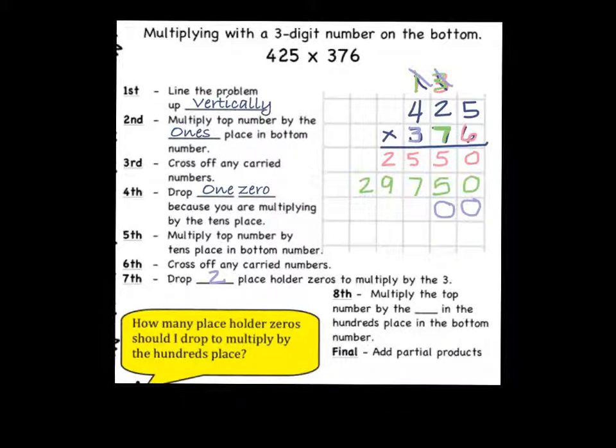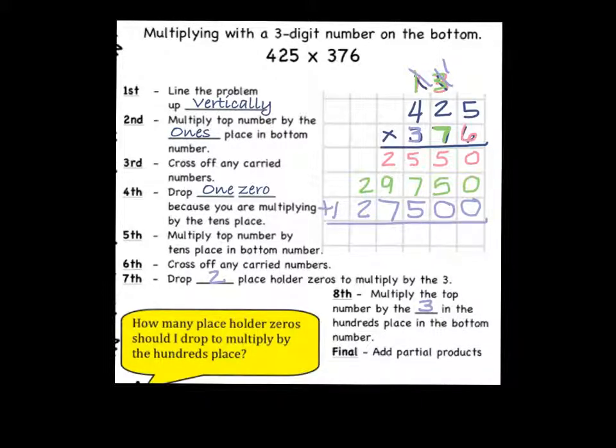And now I can continue to follow step 8, which says to multiply the top number by the 3 in the hundreds place in the bottom number. So I'm going to do that. 3 times 5 is 15. I'm going to carry the 1. 3 times 2 is 6, plus 1 is 7. 3 times 4 is 12. And I'm going to write that here.